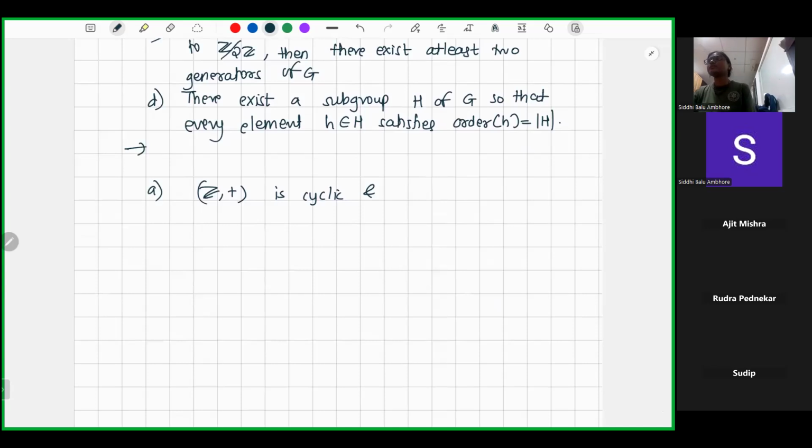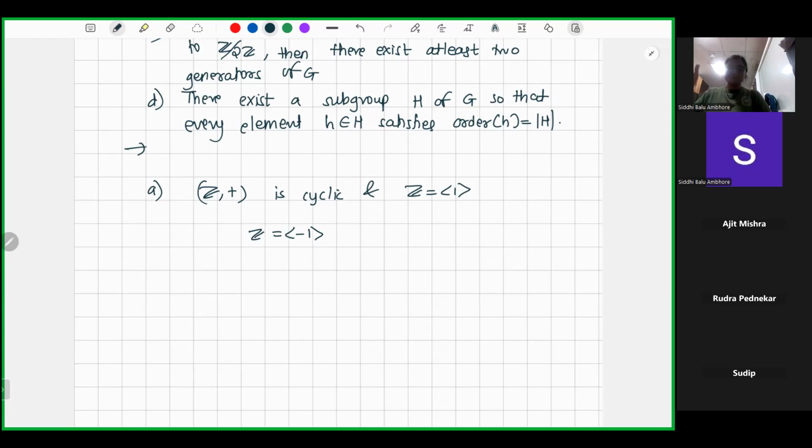That was guessed by many of you. That option A is definitely not true because Z is cyclic, generated by 1. So 1 is a generator of Z, but also minus 1 is a generator of Z. This is correct, right? Minus 1 is also a generator of Z. Yes, exactly. As Ajit said, it will have two.